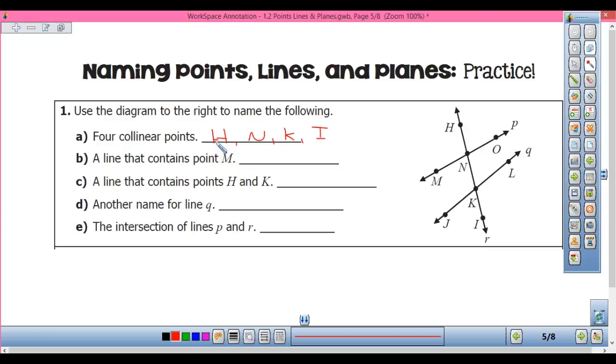Okay, what line contains the point M? Yep, we could say this 3 different ways. We could say the line D. We could say the line MO. What else could we say? The line MN? Because it just needs 2 points that are on that line that we need to be able to name that with.